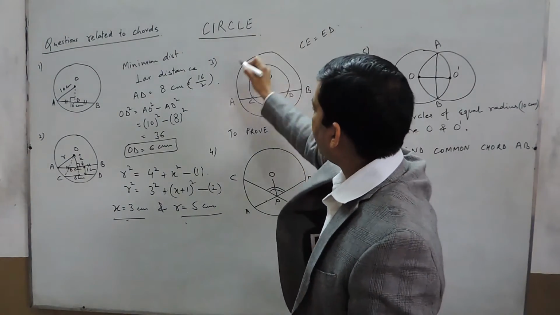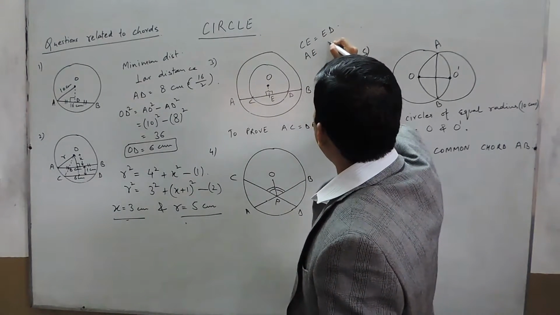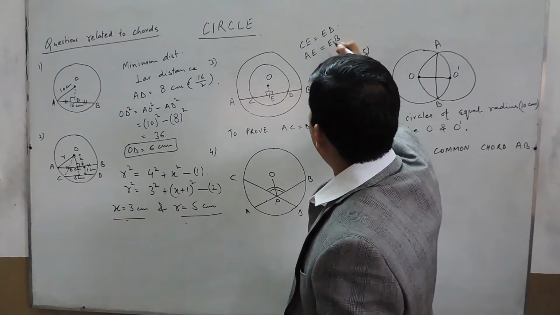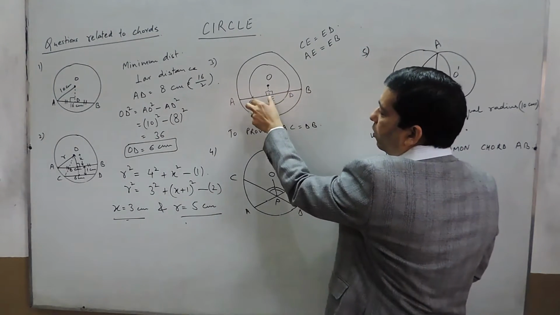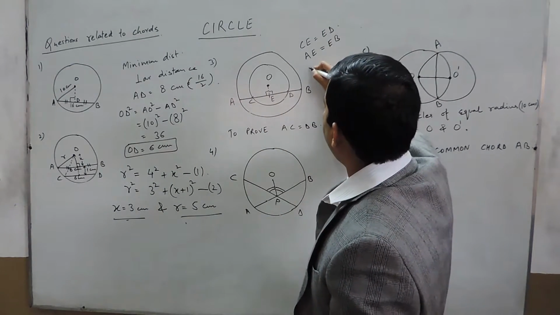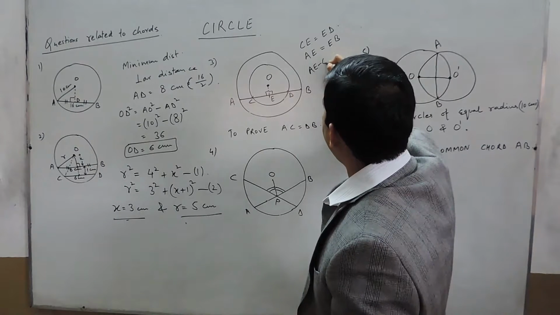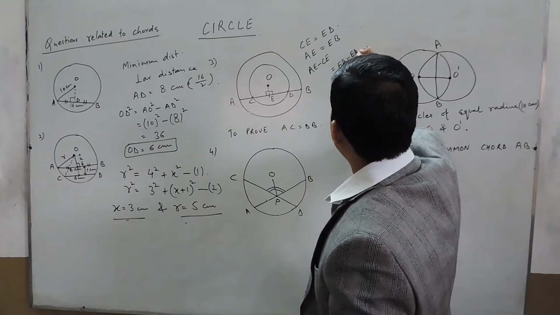As well as if we talk about the outer circle, then the value of AE and the value of EB are also equal. So we know that AE and EB are equal. We know that CE and ED are equal. If we subtract the two, then we will get AE minus CE is equal to EB minus ED.